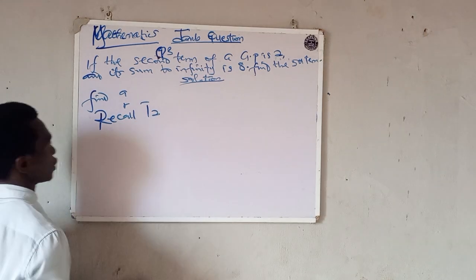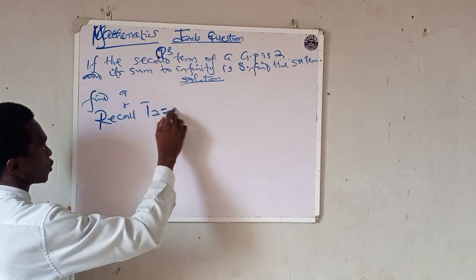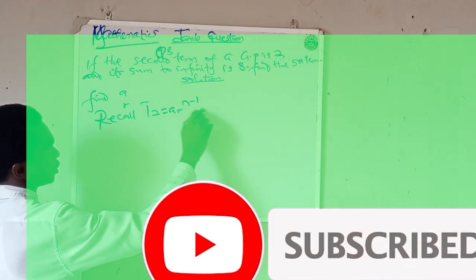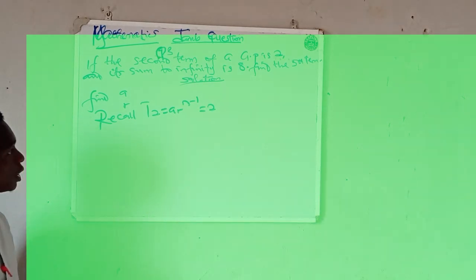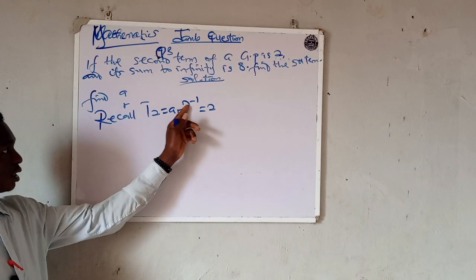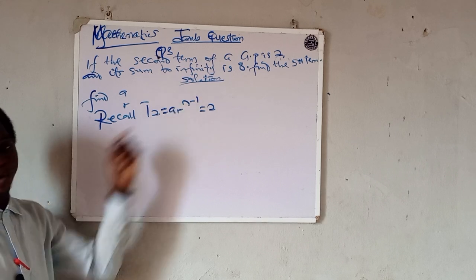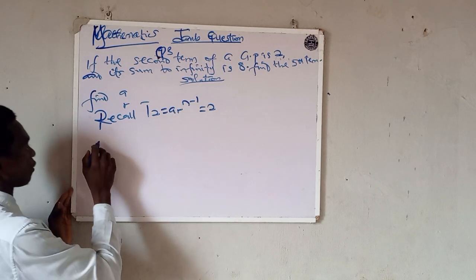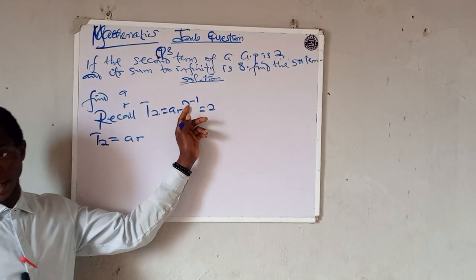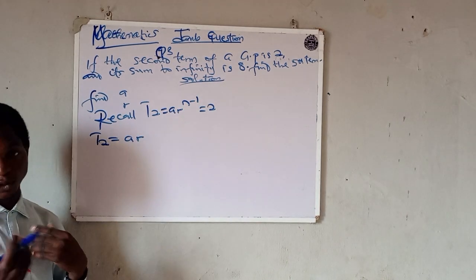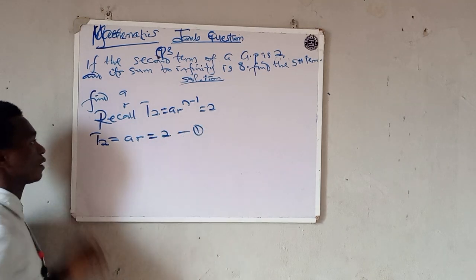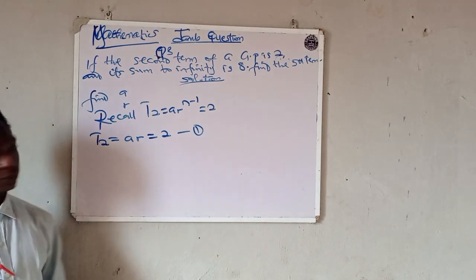But recall that our second term, which is our T2, is equal to AR raised to power n minus 1, and is given as 2. Now, our A stands for the first term, while the R is the common ratio. The n is the number of the term; take 1 from it. Therefore, our T2 is equal to AR, because if your n is 2, 2 minus 1 will give us 1. So AR is equal to 2. That gives us equation 1.